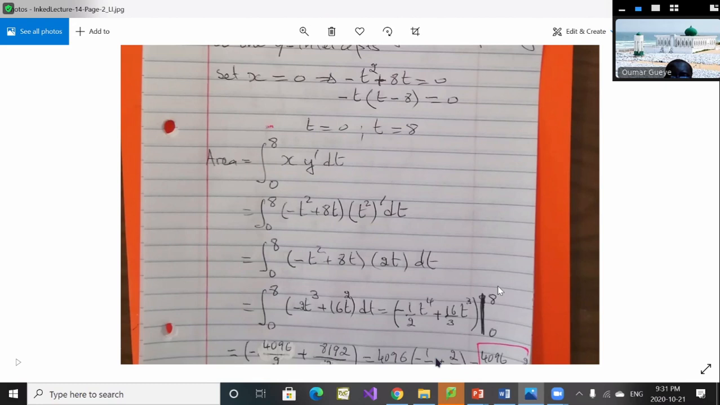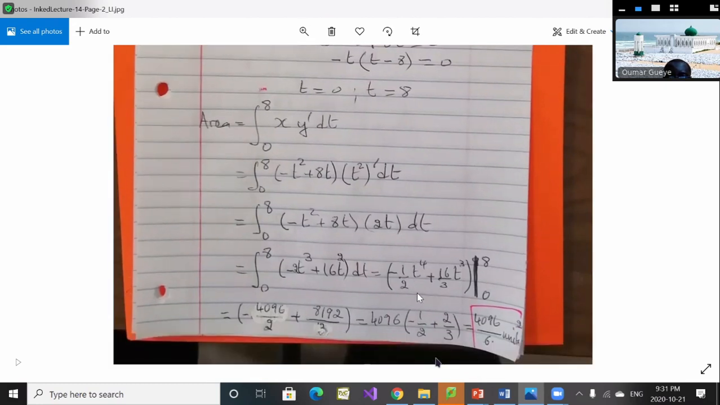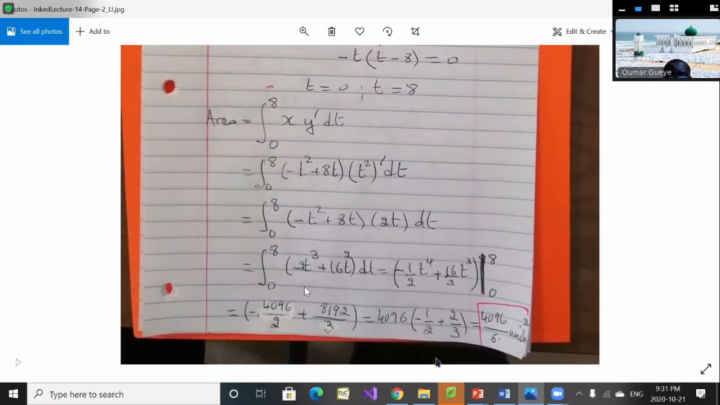So at 8, we'll get the first bracket here. At 0, the bracket is equal to 0. That's why I didn't write it. So when you substitute t by 0, the whole bracket is going to be 0. And when we calculate this part, we'll get just 4096 over 6 units squared. So if you want, we can simplify the solution here by 2.